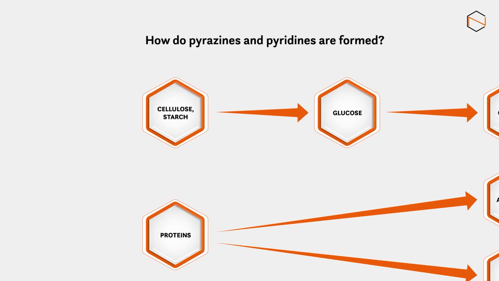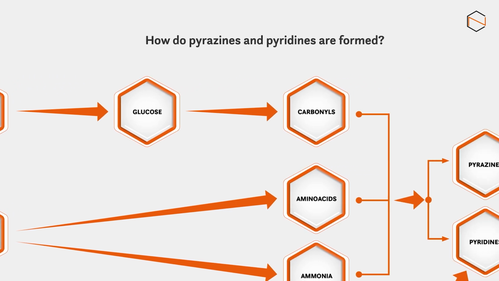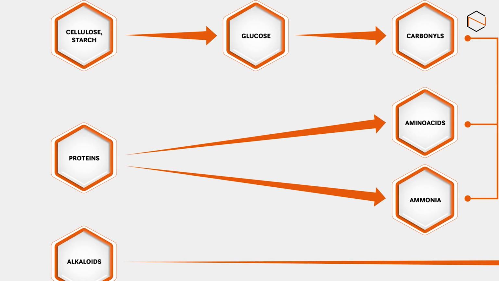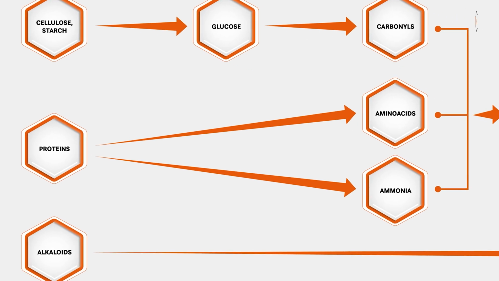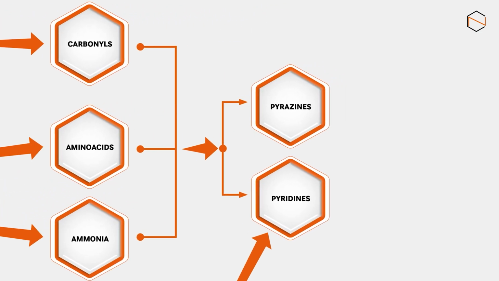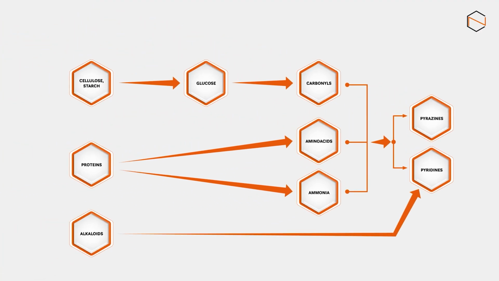Cellulose and starch break down into simpler sugars like glucose. These sugars degrade further into carbonyl compounds. Proteins, on the other hand, are broken down into amino acids and ammonia. When carbonyl compounds react with amino acids and ammonia, they produce two groups of aroma compounds, pyrazines and pyridines. Additionally, pyridines are also formed through the breakdown of tobacco alkaloids.